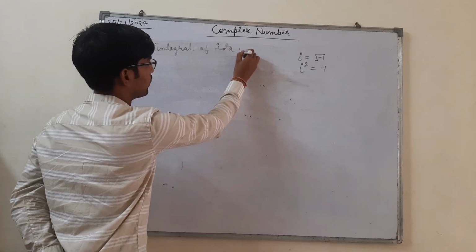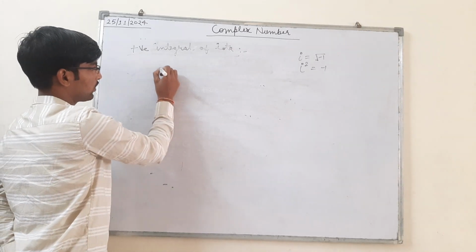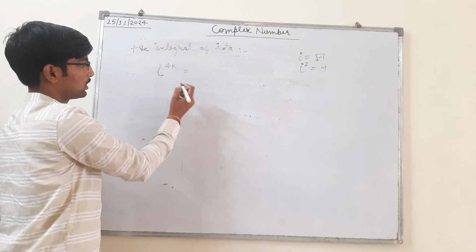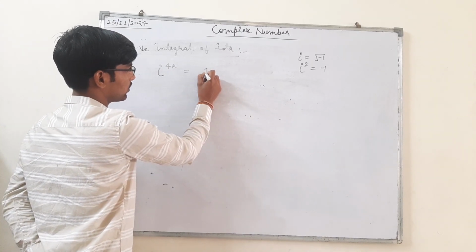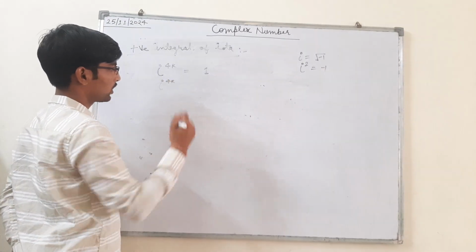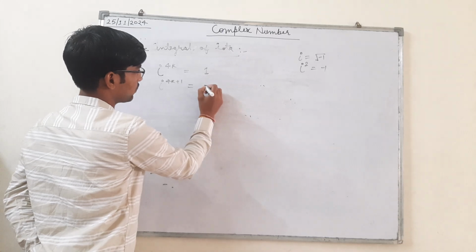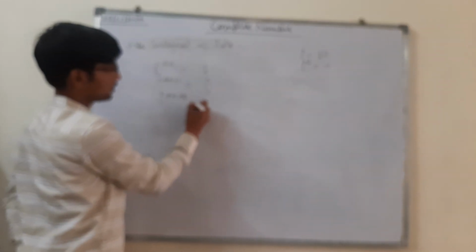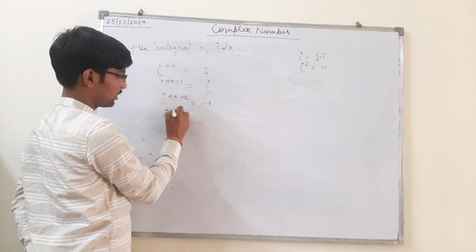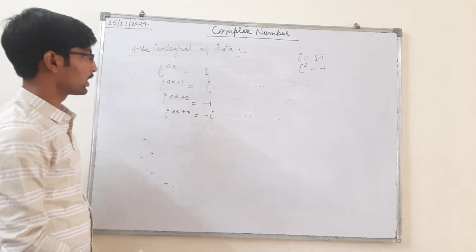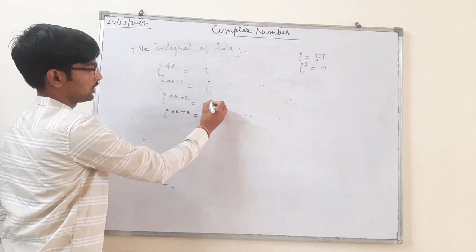So for positive integral powers of iota, iota to the power 4k is equal to 1, and iota to the power 4k plus 1 is equal to iota, and iota to the power 4k plus 2 is equal to minus 1, and iota to the power 4k plus 3 is equal to minus iota. Then we can learn this as 1, iota, minus 1, minus iota.